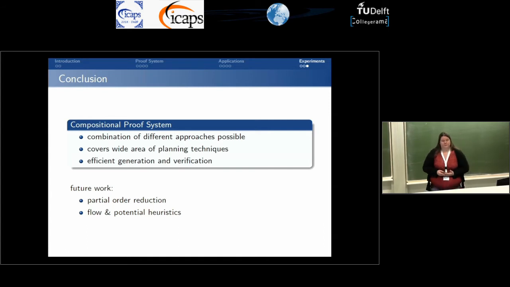In future work, we would of course like to include more techniques such as partial order reduction or flow and potential heuristics. And we also believe that in order to achieve that, we will actually need to extend our proof system, include new rules, new basic statements, which should still be efficient, but would allow our proof system to become more powerful. Thank you very much for your attention.